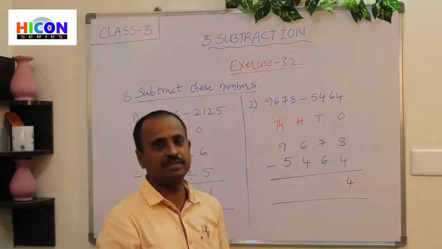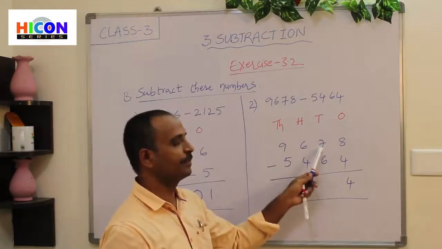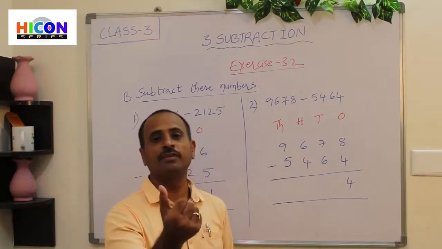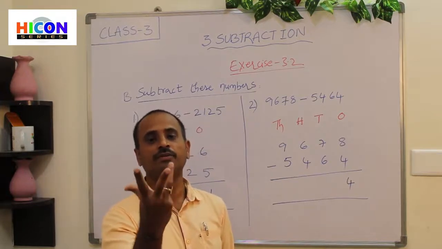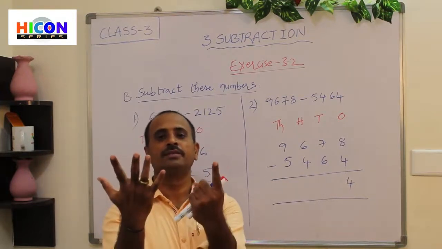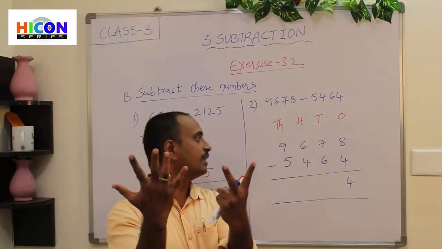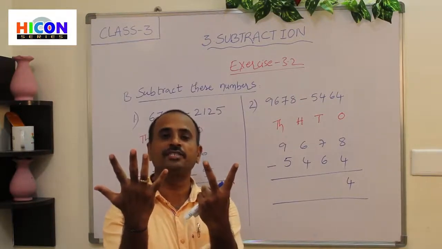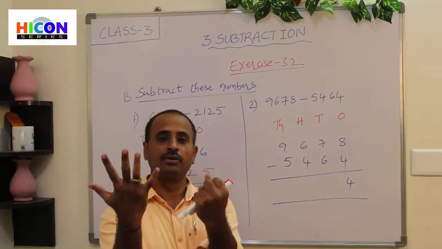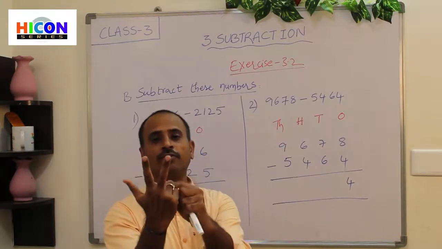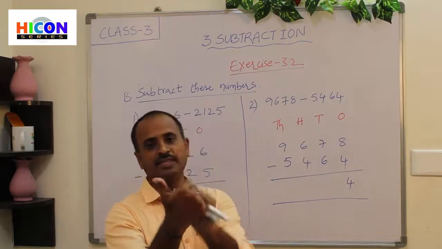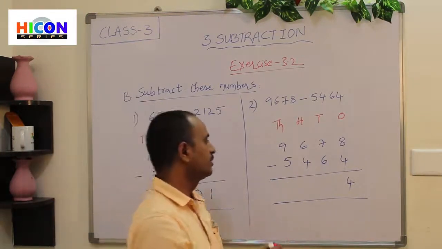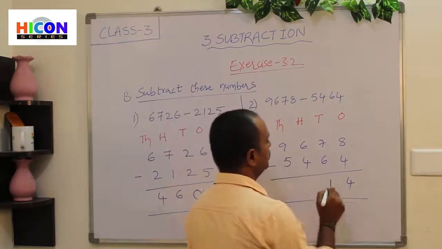Next go to tens place. What is the first number in tens place? 7. So open 7 fingers of your hand. 1, 2, 3, 4, 5, 6, 7. There are 7 fingers. What is the second number? 6. So close 6 fingers in these 7 fingers. 1, 2, 3, 4, 5, 6. Children, how many fingers are left here? 1 finger is left here. So write 1 under tens place.